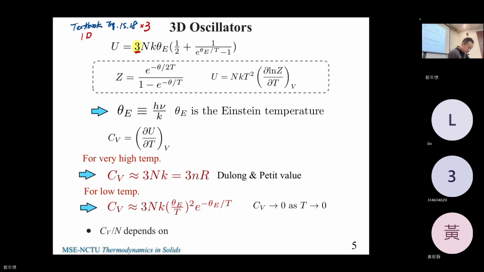CV equals 3Nk times (theta E over T) squared times exponential of theta E over T, divided by (exponential of theta E over T minus 1) squared. Okay, so this is the result, and you can also compare.